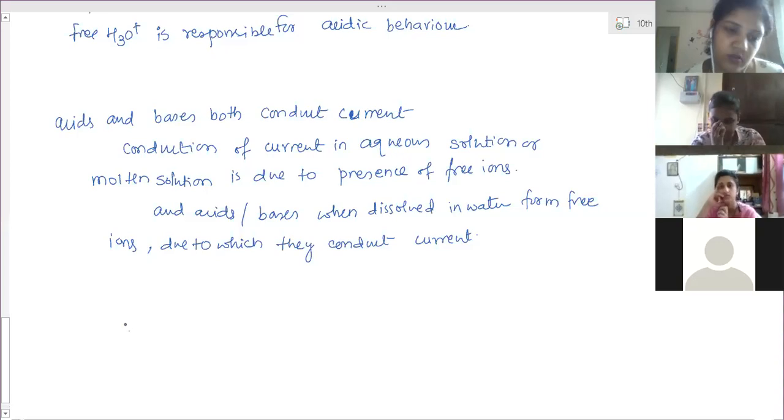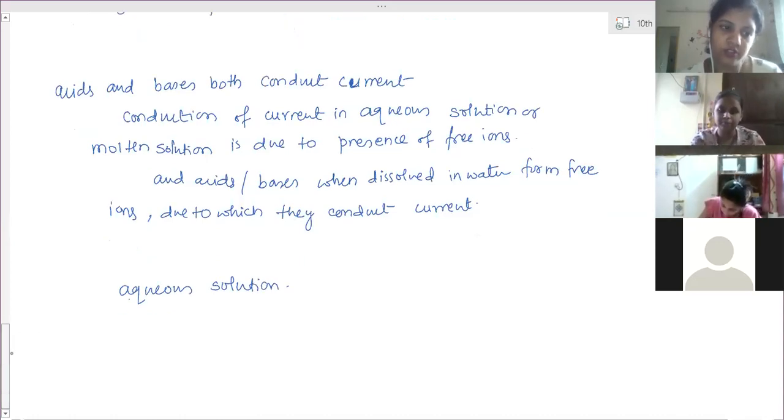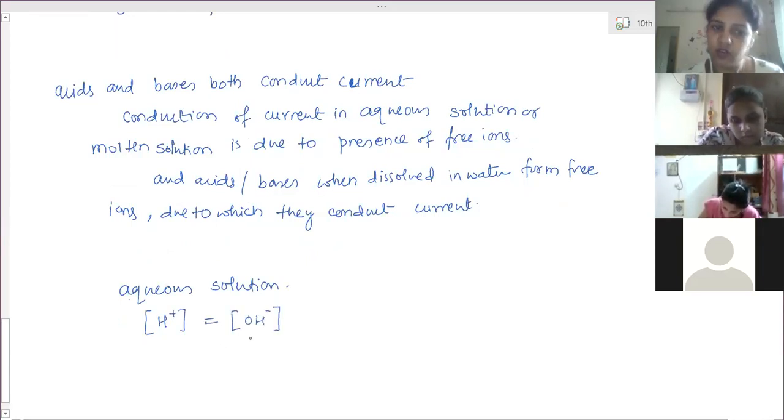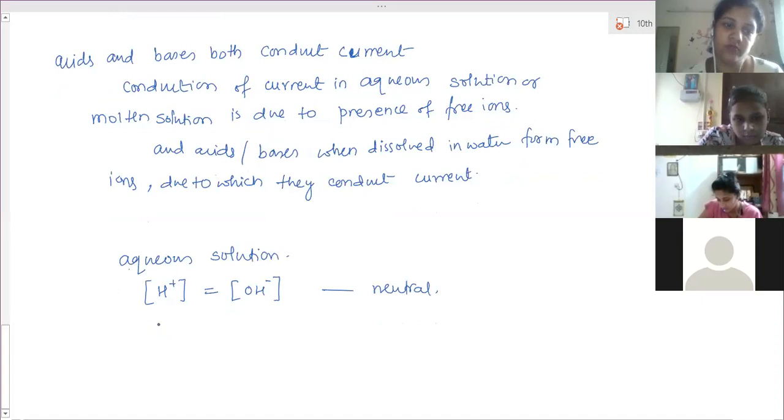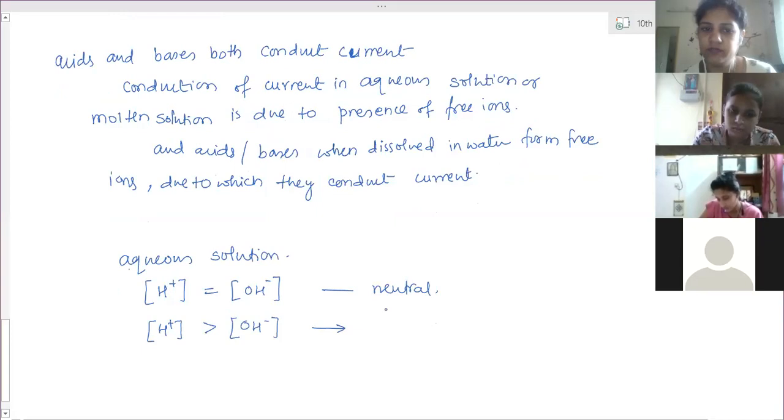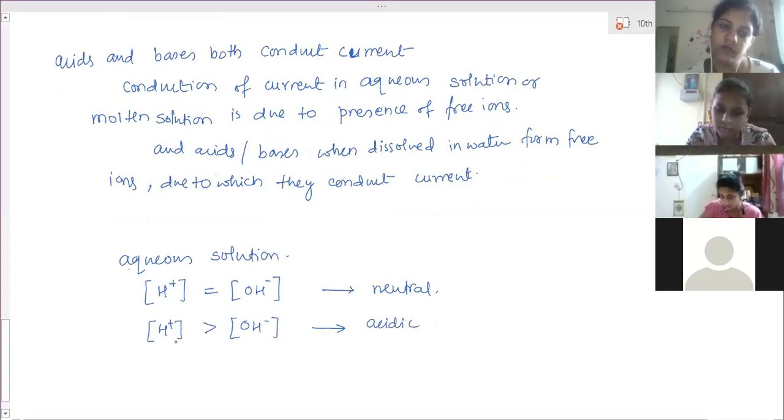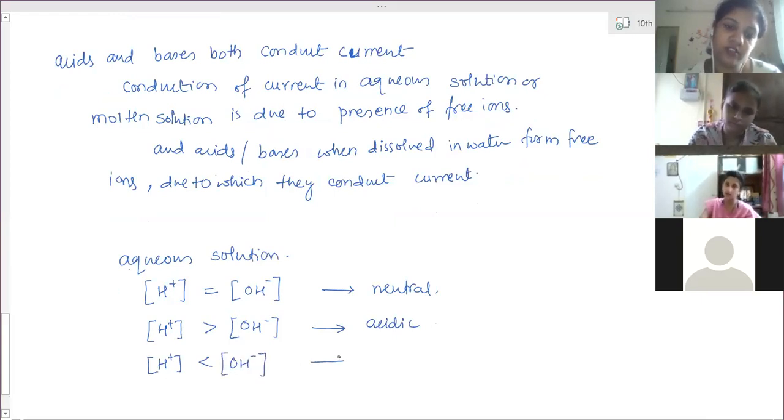So in an aqueous solution, if H plus ion concentration is equal to OH minus ion concentration, then the solution is neutral. If H plus ion concentration is greater than OH minus ion concentration, then the solution is acidic. And if H plus ion concentration is less than OH minus ion concentration, then the solution is basic.